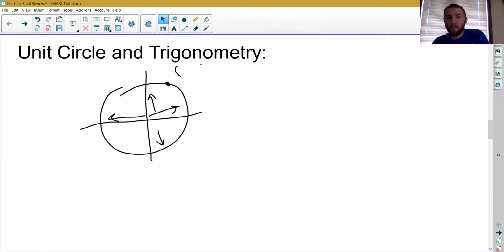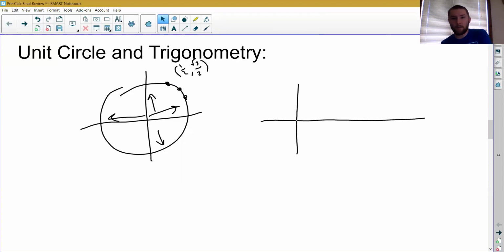Right? So we labeled these with coordinate points. This one would be 1/2 for x or for cosine, radical 3/2 for the sine or for the y coordinate, right? So we did a lot of that. We talked about graphing sine and cosine. We went from the unit circle to then looking at sine and cosine on a graph. So periodic functions, like this. We did a lot of graphs with the period, with the amplitude, vertical shifts, and things like that, right?